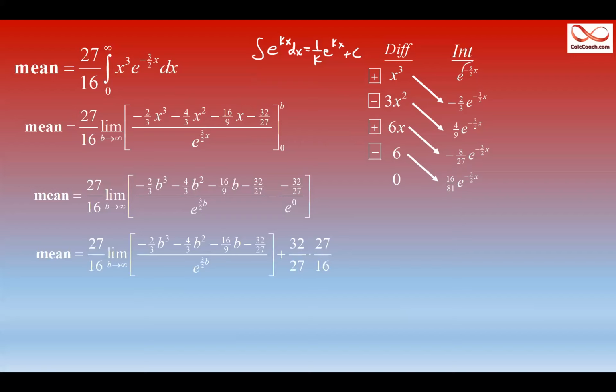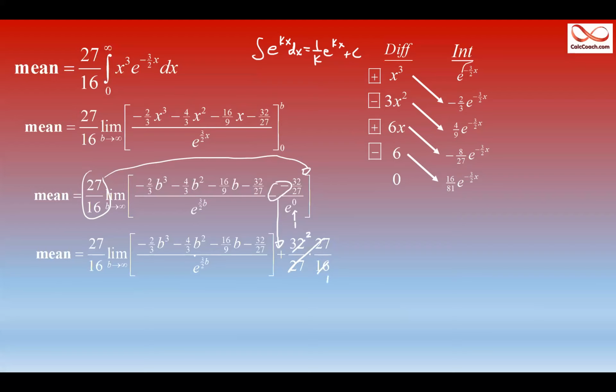Before we do that, we're going to distribute the 27/16 and simplify the part where we plugged in 0. See this part here where we plugged in 0? The double minus gives me a plus. The 32/27 is over a 1. And then this 27/16 is coming in as a multiplier. Of course, that's going to cancel and give us a 2.